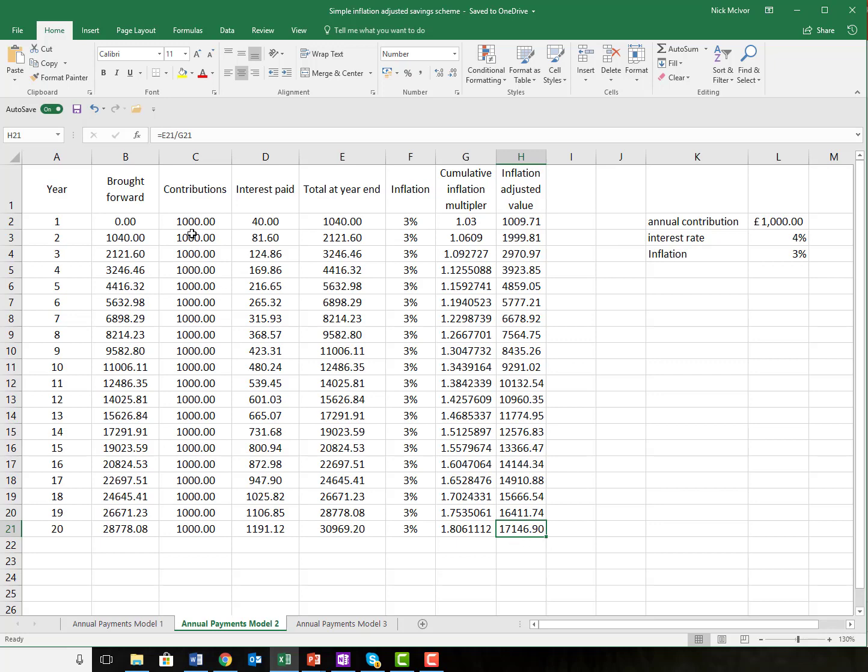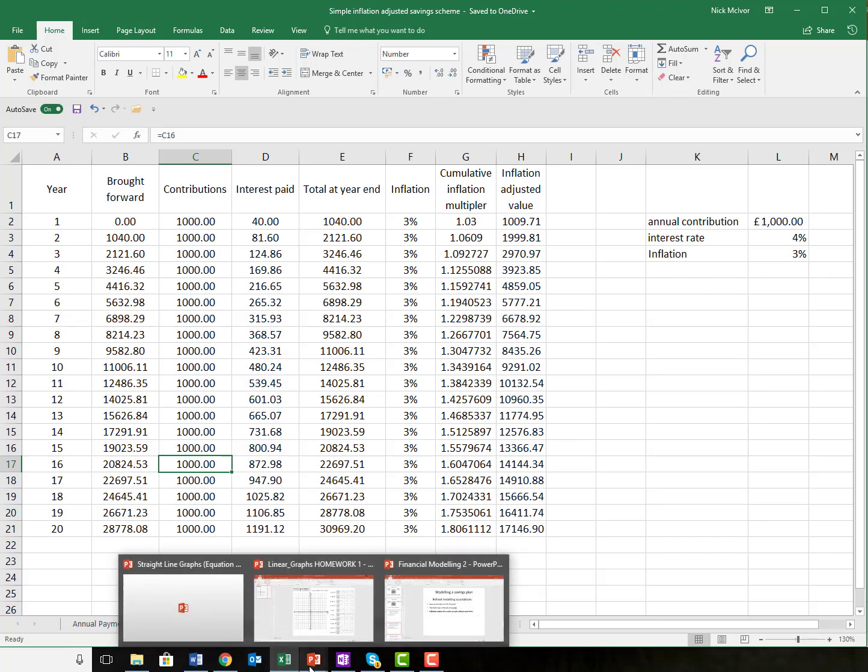It's because the real value of my contributions has been decreasing over time. I'm only putting in £1,000 a year, but every year £1,000 is worth less than it was the year before. To find out what that £1,000 is worth 20 years down the line, I actually have to divide by 1.8. That's only a little over half what £1,000 was worth back here. So my contributions haven't kept up with inflation. And the fact that my interest rate is a bit better than inflation doesn't make up the difference.